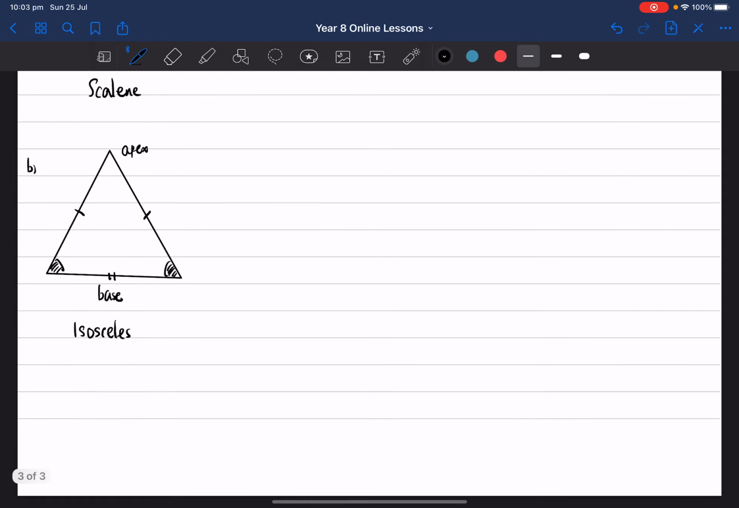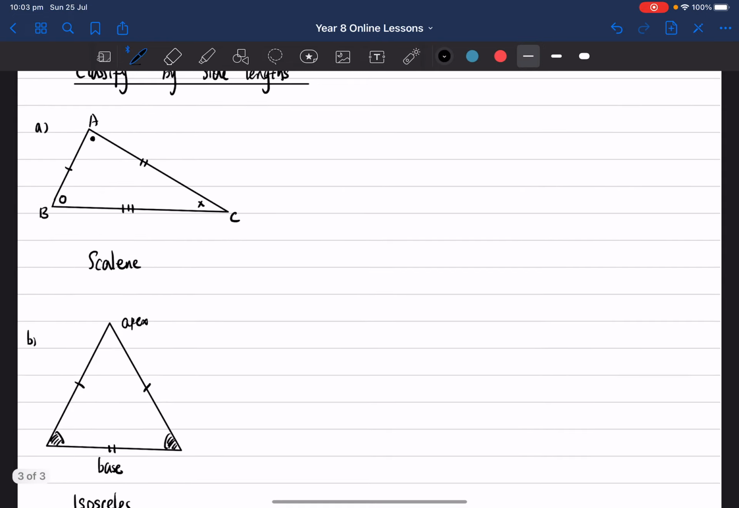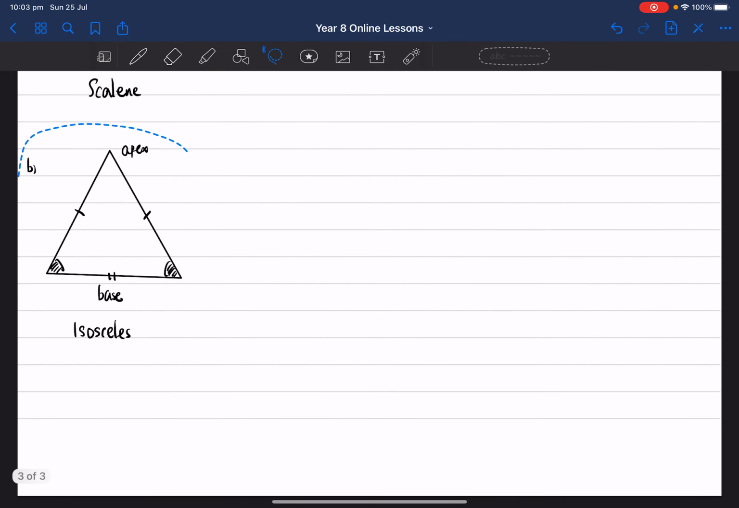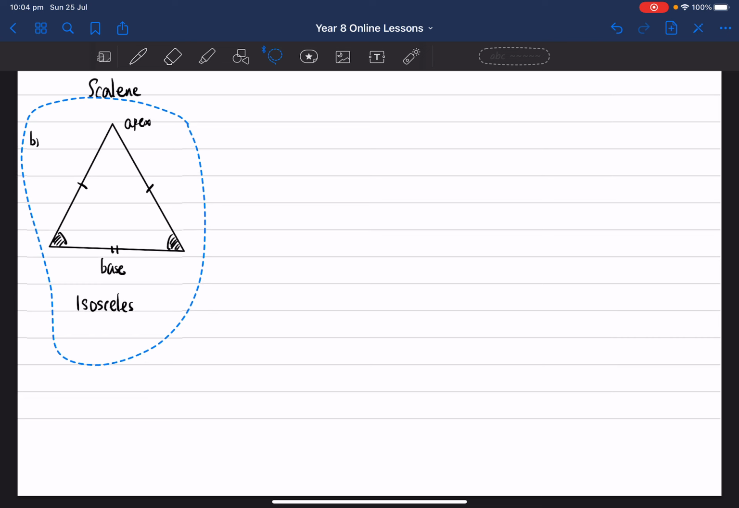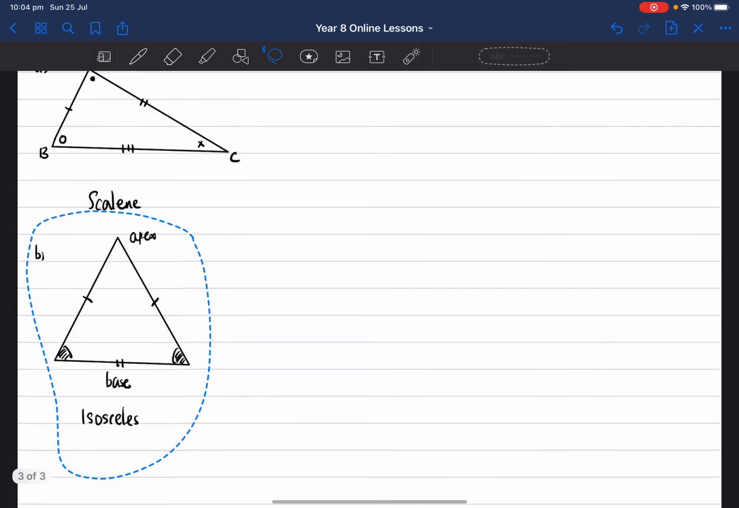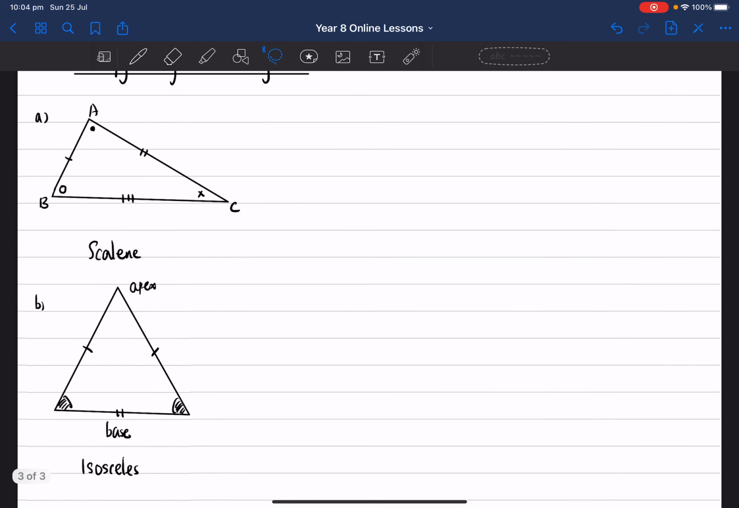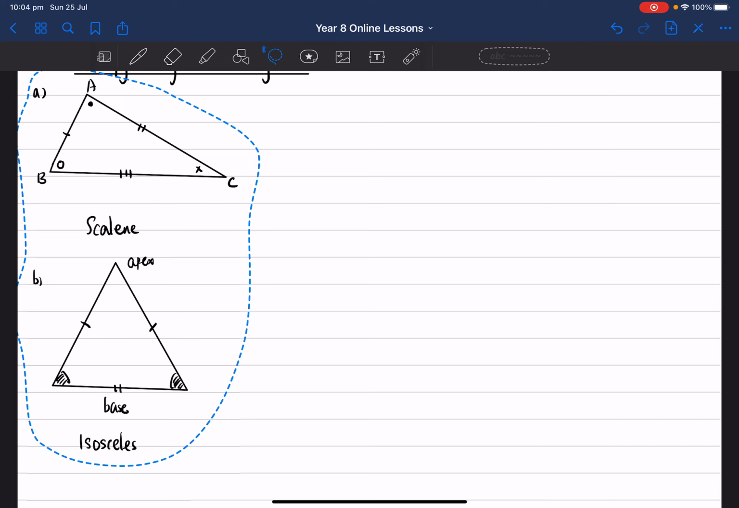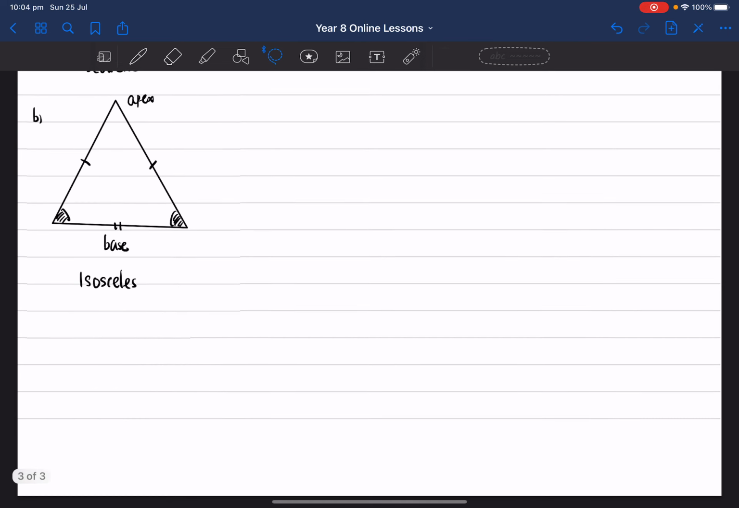So for the last one, I'm just going to move the triangles up a bit so I have some space. Let's move this one over a bit above here, and I'm just going to move that triangle a bit over as well. Alright, cool, so I've got some space here.